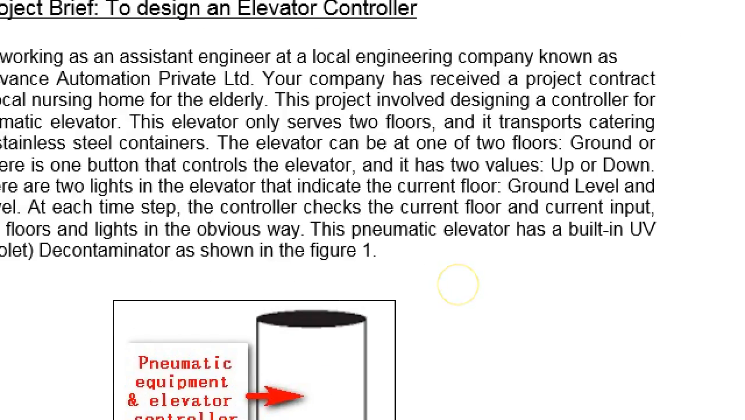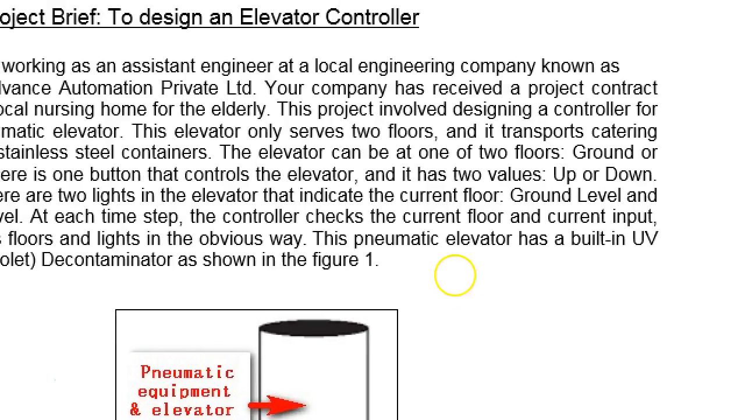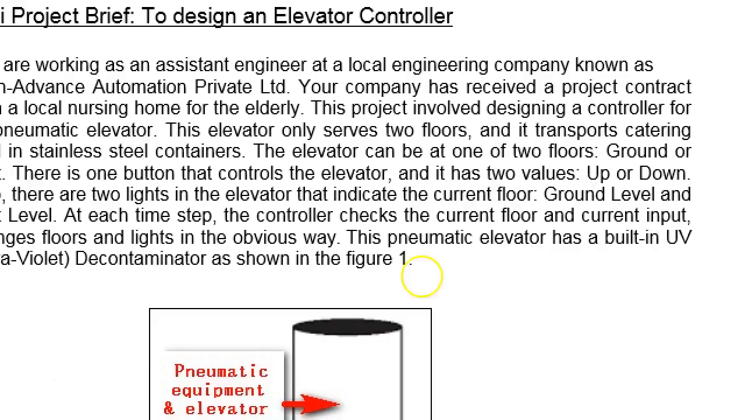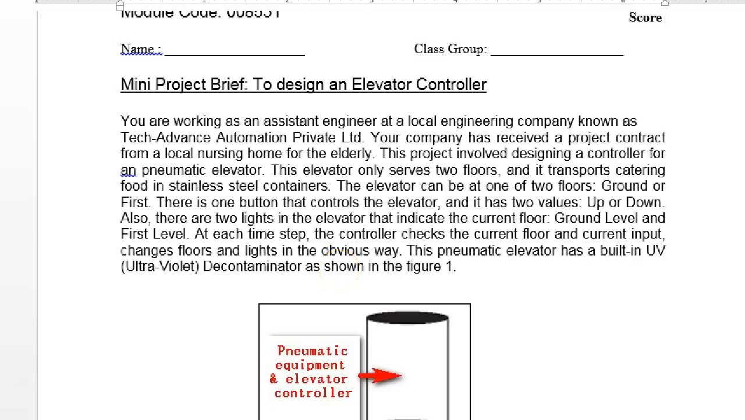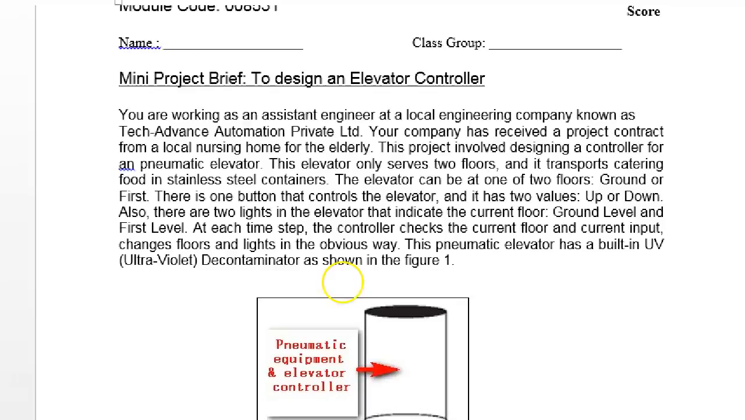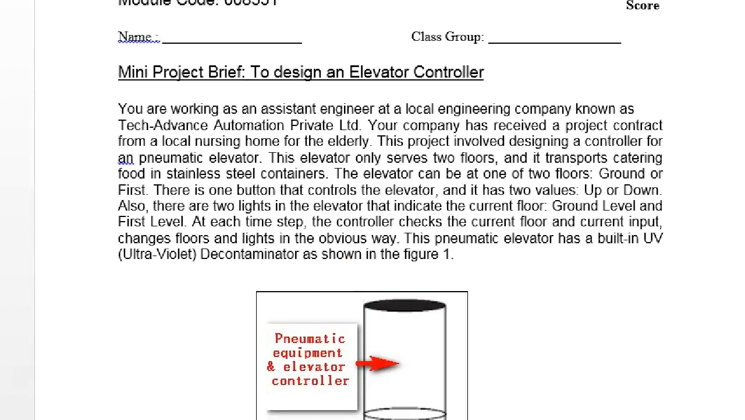Where the elevator will only serve two floors. One floor is called the ground level, and then of course, it also has the first level. So in this project, there is one call button that controls the elevator. So it has two values, up or down. Also, there are two indicator lights in the elevator that indicate the current floor, whether it is ground level or first level. And at each time step, the controller will check and report the current floor status, right?